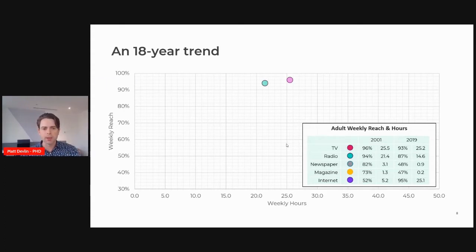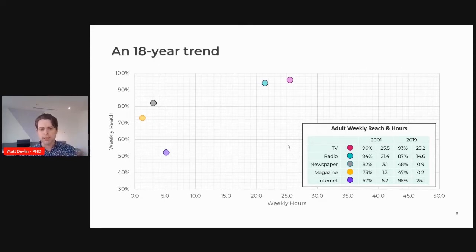Radio was almost as big. Print media like newspaper and magazines were consumed by almost around 80% of the population. And the internet was used by the sort of nerdier half of the population.